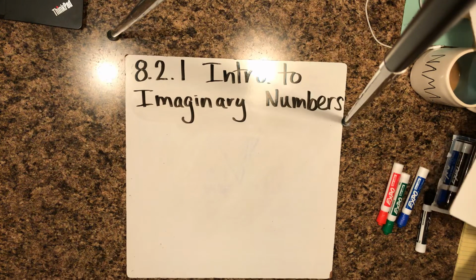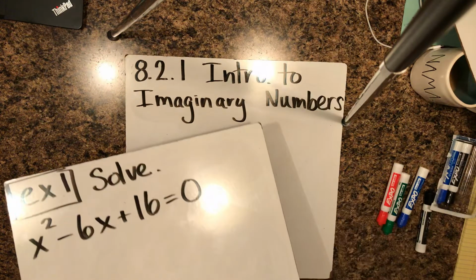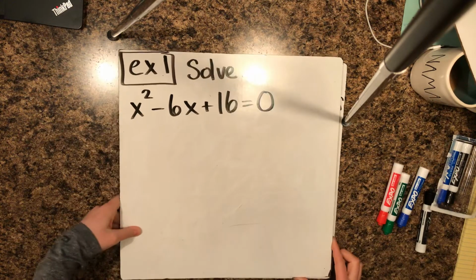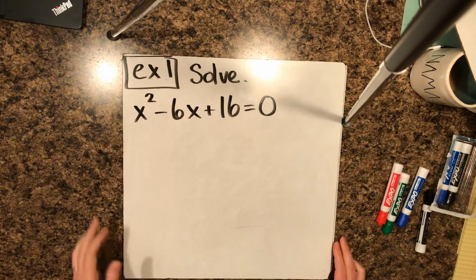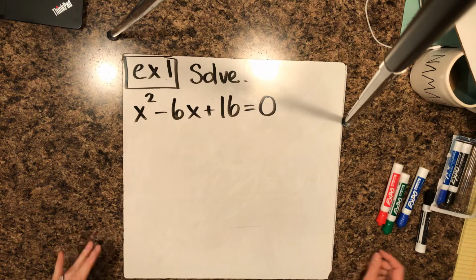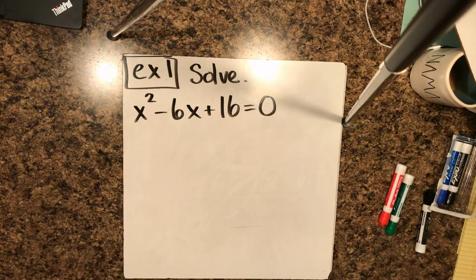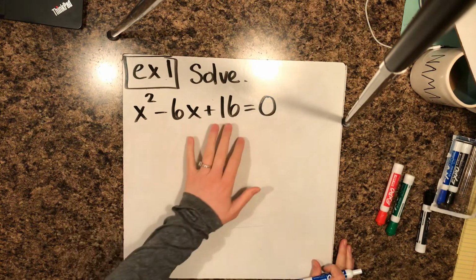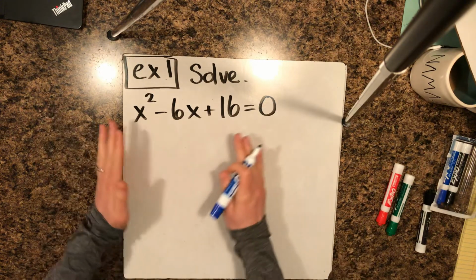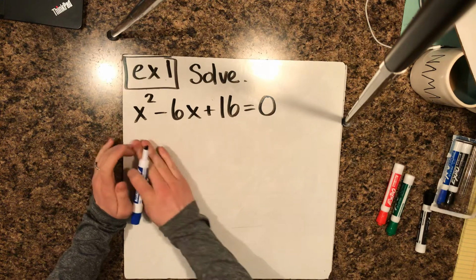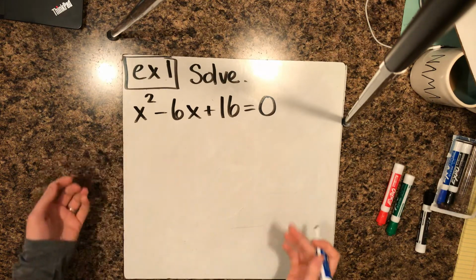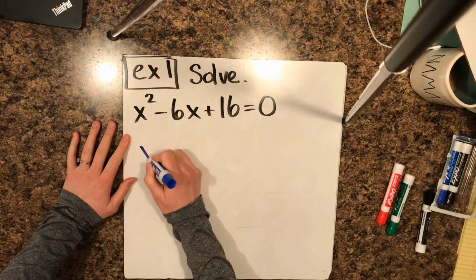So a couple of examples to get us started. This is kind of the motivation of where do imaginary numbers come from, why do we have them. If I told you to solve this equation, you guys would probably want to use the quadratic formula, which you'd be right to do because this is not factorable. So even though I prefer factoring to the quadratic formula, I know it's faster. This one is not factorable, so we're going to need to use the quadratic formula.